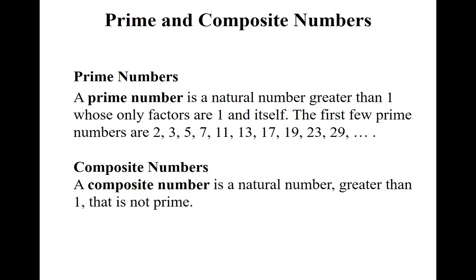A composite number is everything else. A natural number greater than 1 that is not prime. So 4, 6, 8, 9, 10, 12, 14, 15, 16, 18, 20, 21, 22, so on and so forth. Composite numbers will have something besides 1 and itself as a factorization.